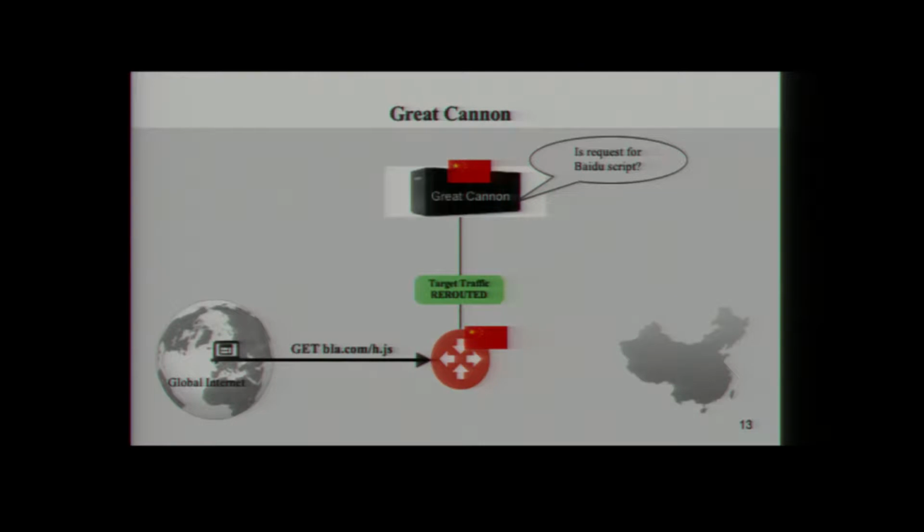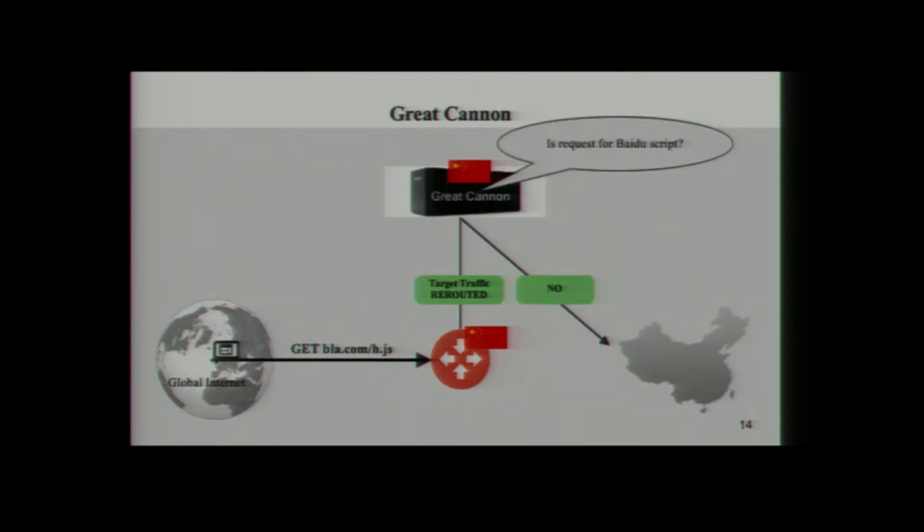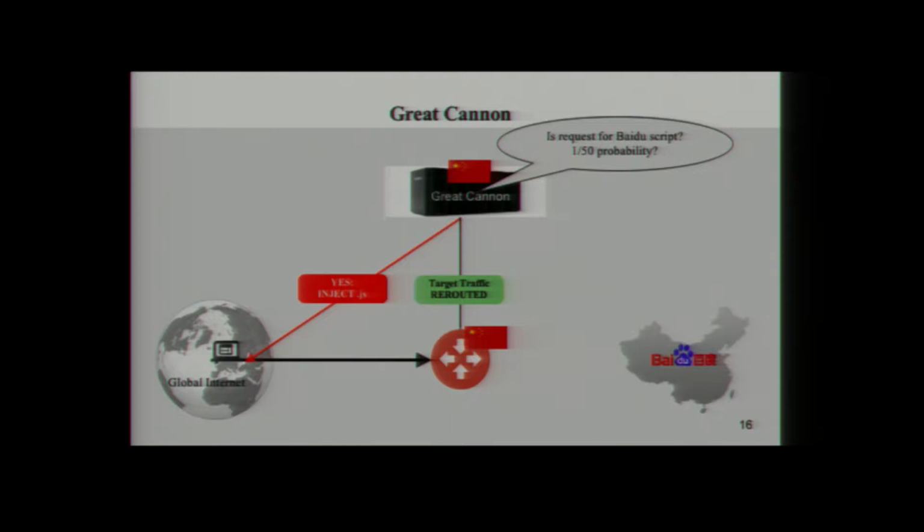So before I talk more, I want to explain how this attack worked. If you send a request from somewhere in the world to a server in China, let's say blah.com, the Great Cannon, the tool that was launching the attack, would look at your traffic with DPI, deep packet inspection, and let it go. But if this traffic was for Baidu, with a probability of 1/50, your packet would be dropped, and JavaScript was injected into the response back to you.